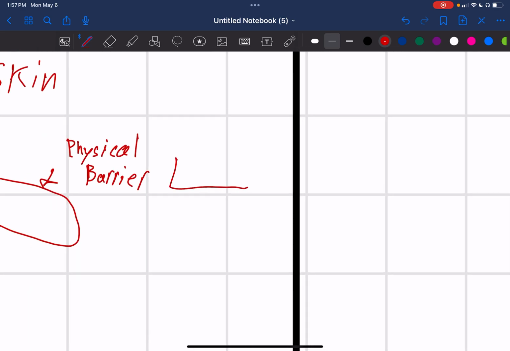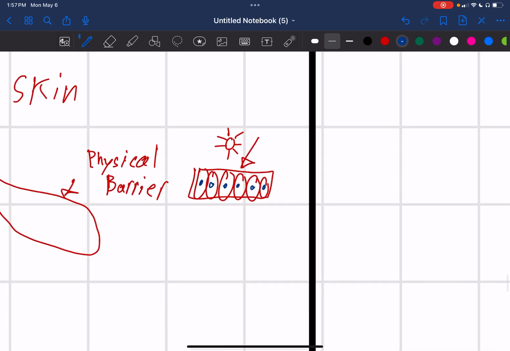Let me put all these tight skin junctions, right? This does not allow for microbes to go through. Why? Because we have a bunch of tight skin junctions, and it's essentially creating a wall from allowing the antigens from coming through.